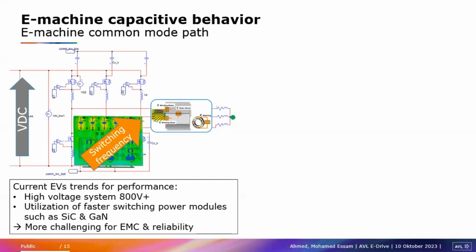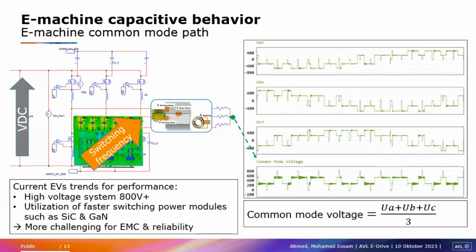Of course, those don't come for free. Some more challenging issues come, for example, in EMC, more challenges in reliability, issues in the bearing, and so on. So how does this actually interact with the capacitance?